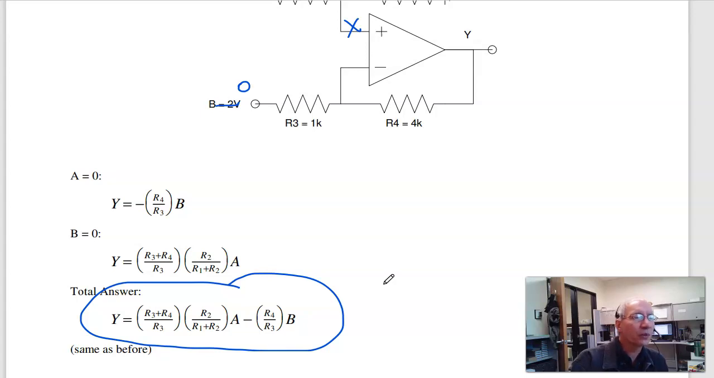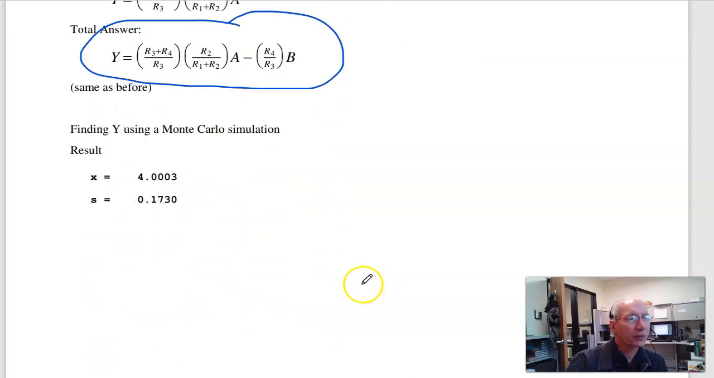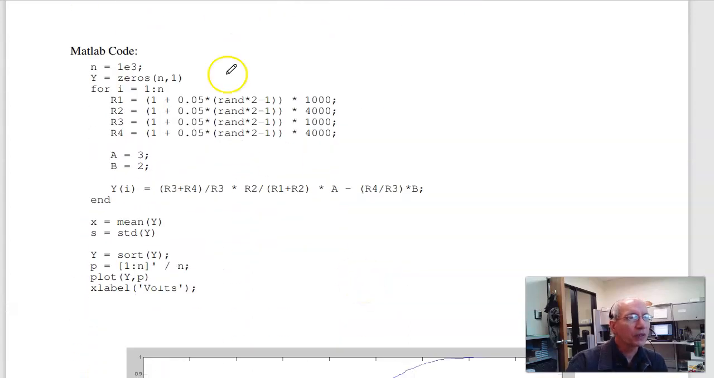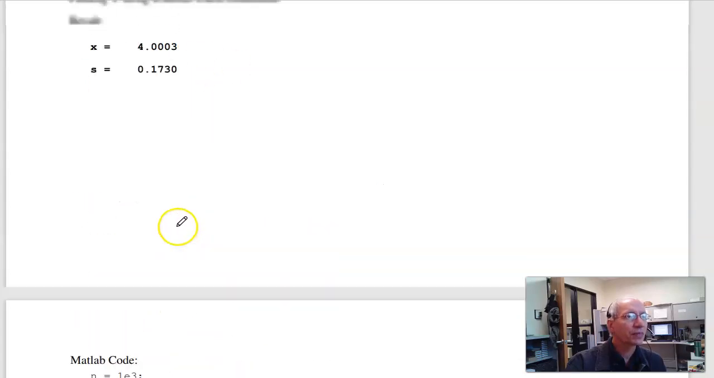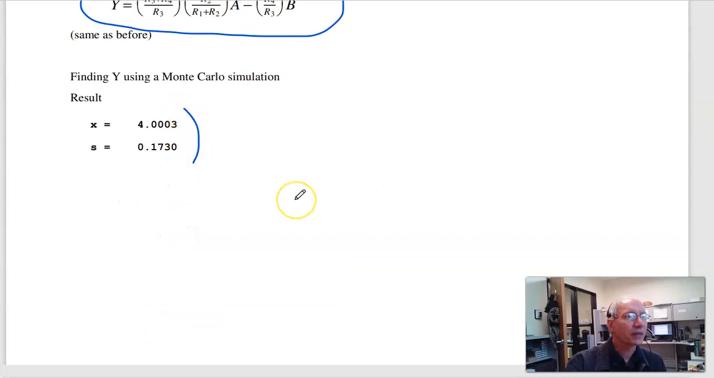So now that I know Y in terms of R1, R2, R3, R4, I can do Monte Carlo. With Monte Carlo, what I would do is guess a random number for R1, R2, R3, R4. This is plus minus 5% for 1K, 4K, 1K, 4K. There's A and B. Y, previous equation we had. Now repeat 1,000 times. When I'm done, find the mean, find the standard deviation. And when I ran it, that's what I got.